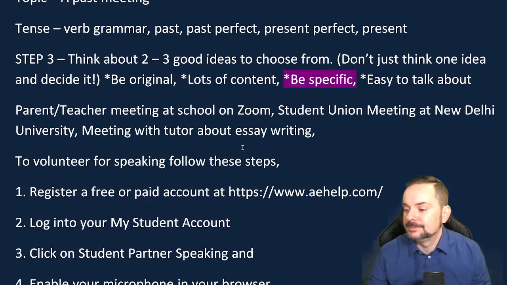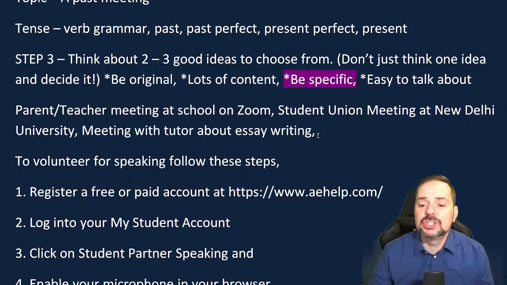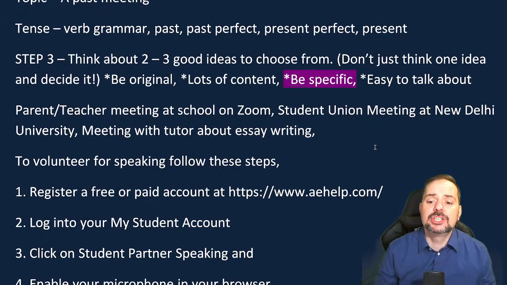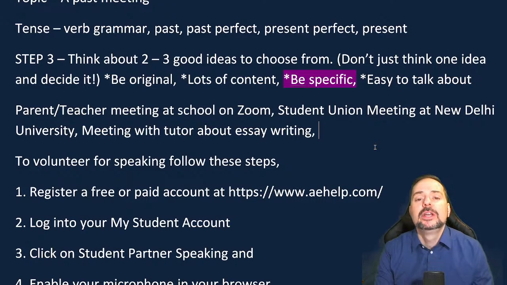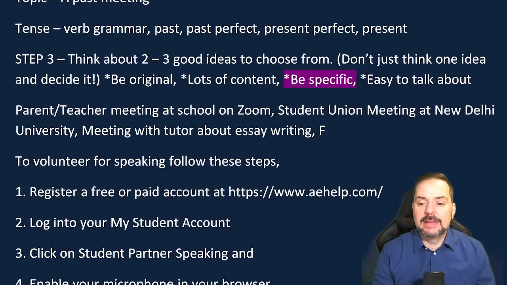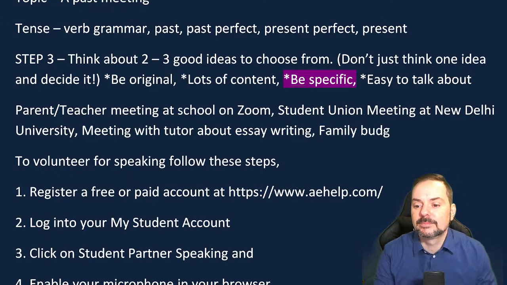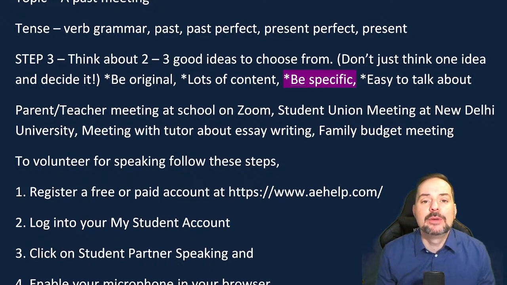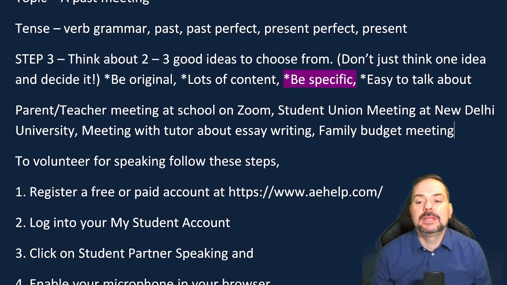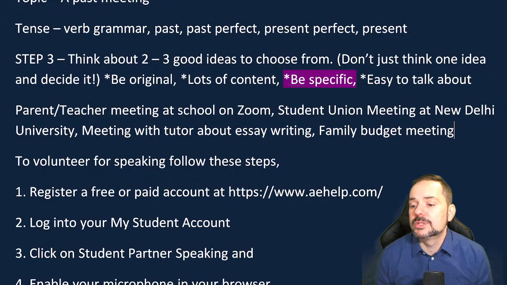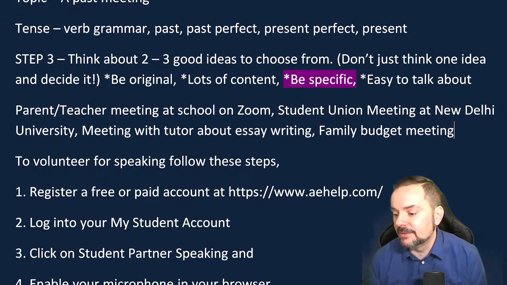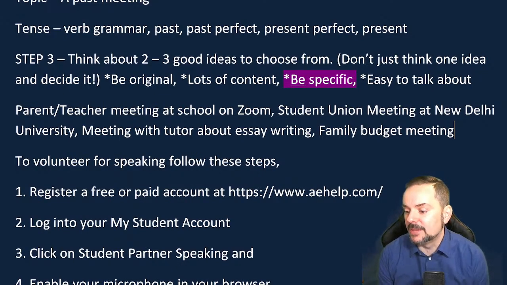Okay, good. All right. Baljit says family budget meeting. Okay, again, Baljit, family meeting is a good start. Think specific, so like a family budget meeting. Okay, how everybody is spending money in the family, what the family is spending money on, so that the family knows the finances. That's a very, very good kind of thought there.